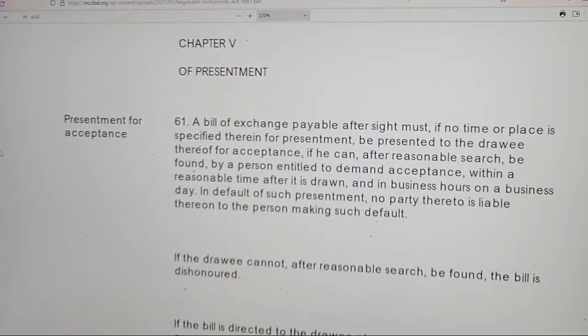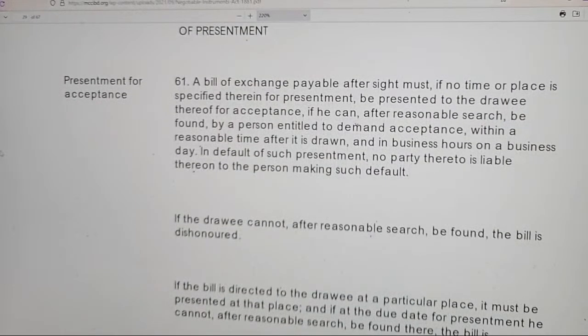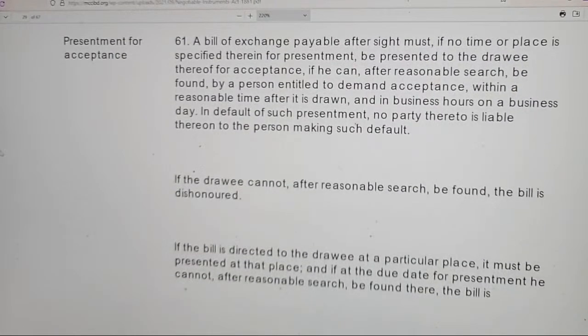So this is chapter 5 of presentments, presentment for acceptance. 61. A bill of exchange payable after sight must, if no time or place is specified therein for presentment, be presented to the drawee thereof for acceptance, if he can, after reasonable search, be found by a person entitled to demand acceptance within a reasonable time after it is drawn, and in business hours on a business day. In default of such presentment, no party thereto is liable thereon to the person making such default.